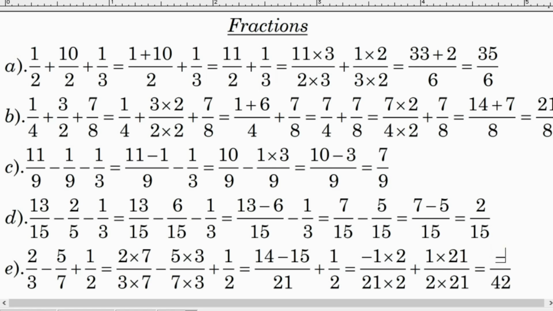by 2 equal to minus 2, and then plus here 21. So minus 2 plus 21, that will be equal to 19. Okay, so that will be equal to 19. The answer is 19 divided by 42.